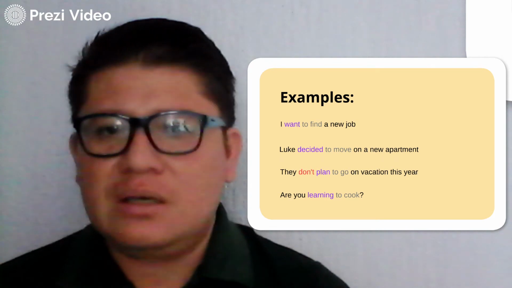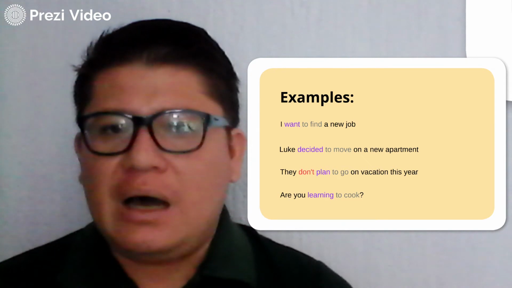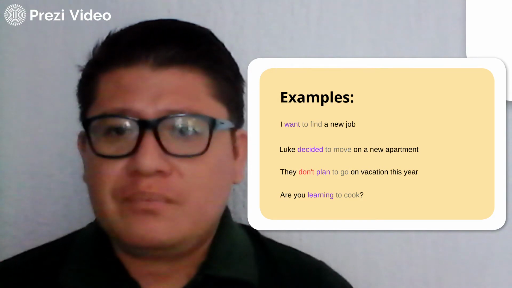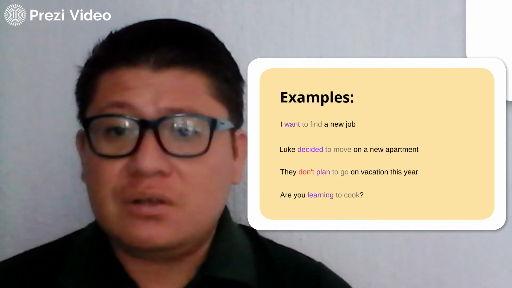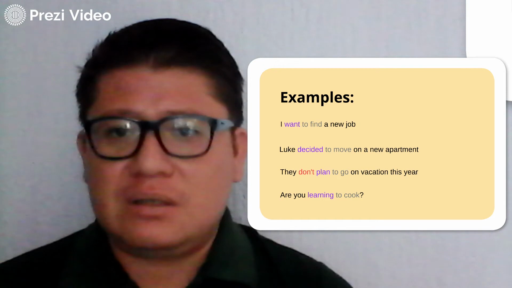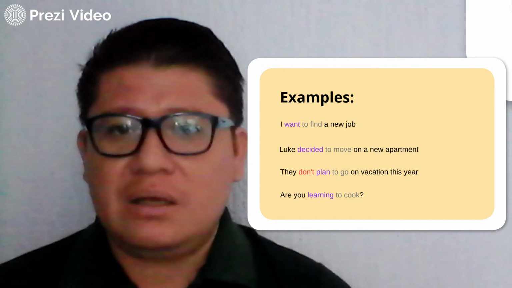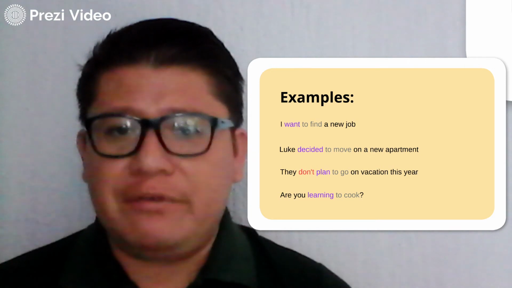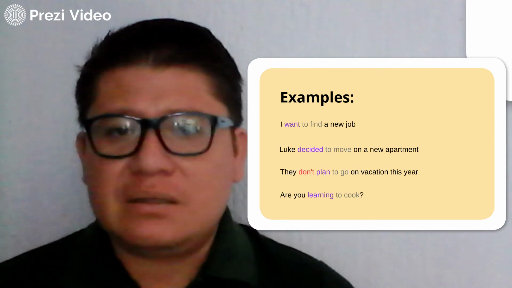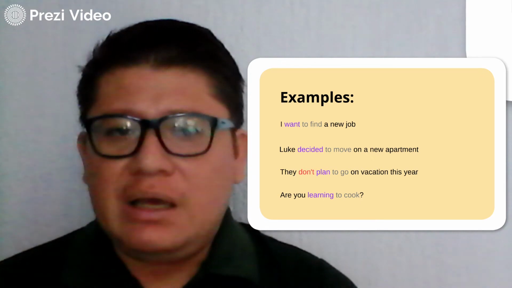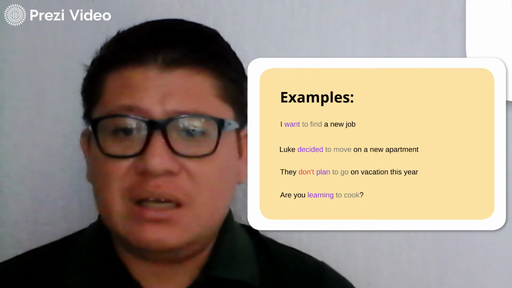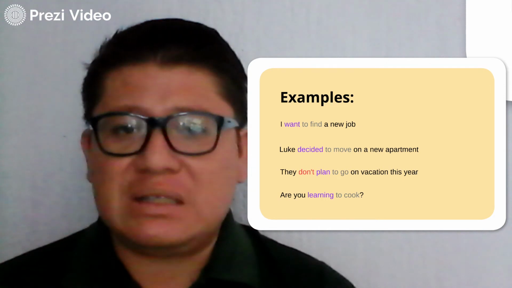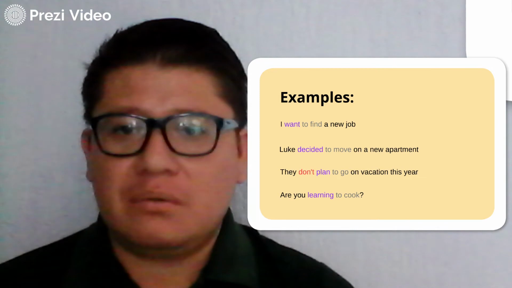So, as you can see, the first sentence, I want to find a new job, is an affirmative sentence. It's also in present simple tense, so that's the reason want is in present. Luke decided to move on a new apartment. It's an affirmative sentence, but the tense is past simple because decided is a past simple verb.